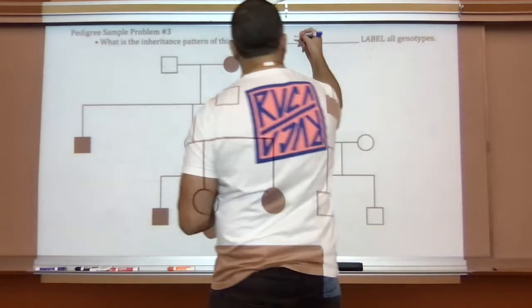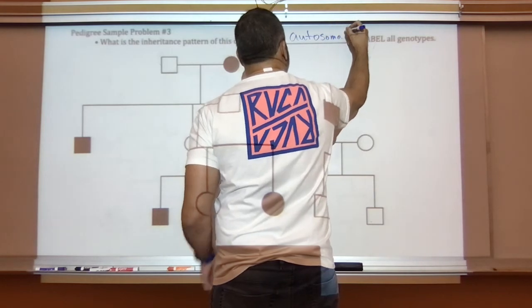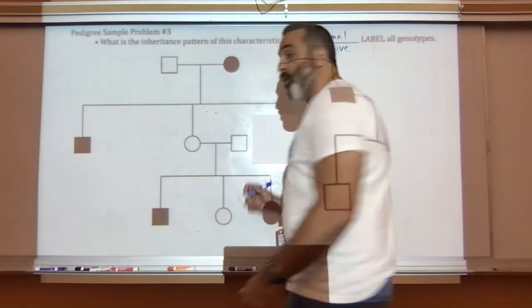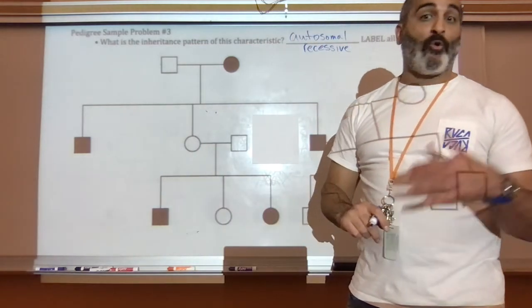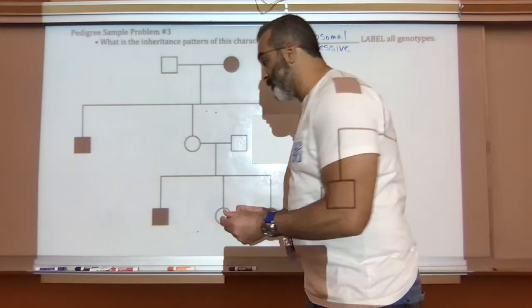So let's do this one. Autosomal recessive. This is number 2. How do we know? Number 1 was proved wrong. We don't go to number 3 until we prove number 2 wrong. All right. So let's label genotypes.